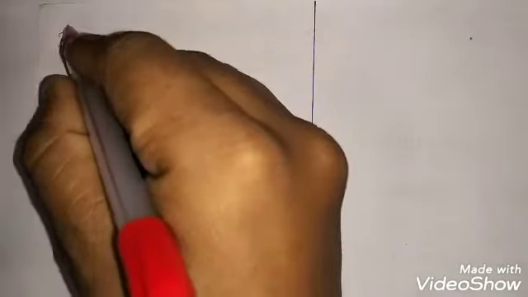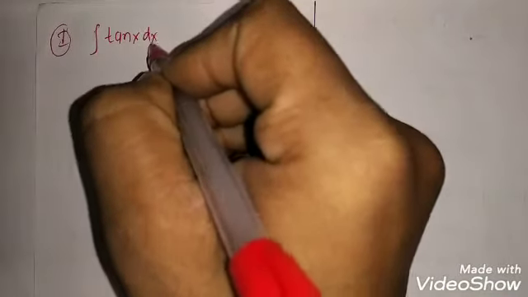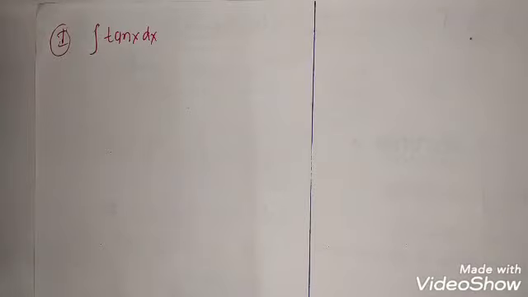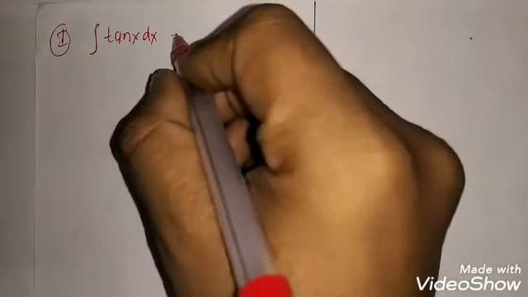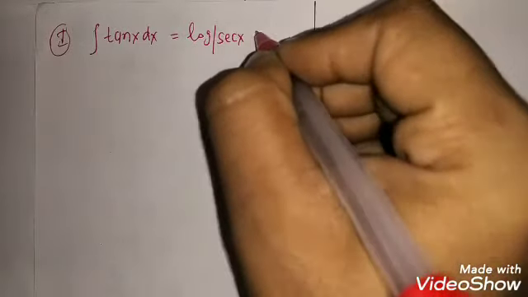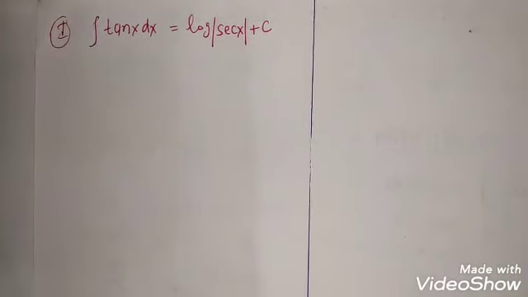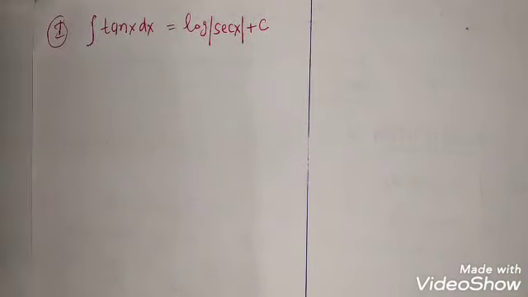First formula is integration of tan x. The formula for integration of tan x dx is log of mod secant x plus c.